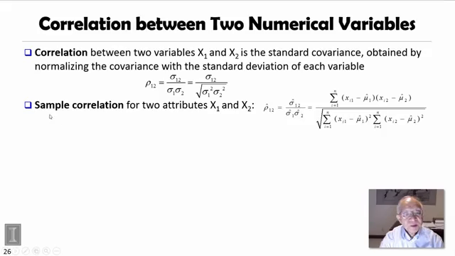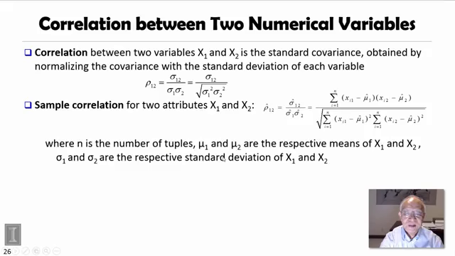If we look at the sample correlation for two attributes x1 and x2, essentially we get rho 1,2 hat, which is equal to sigma 1,2 hat, their sample covariance, divided by their sample standard deviations. In a concrete formula, we can write it this way.